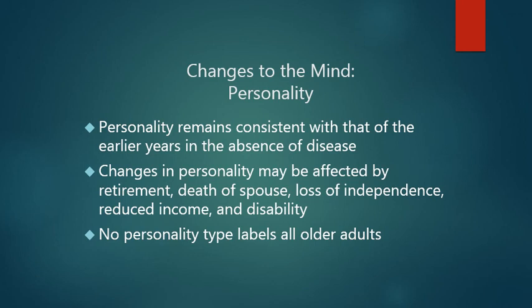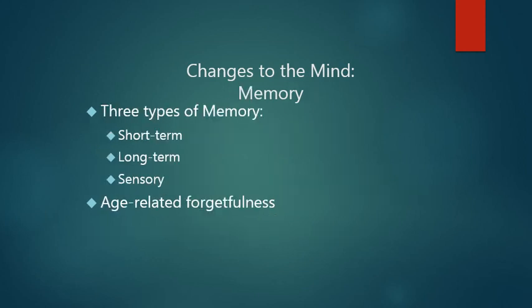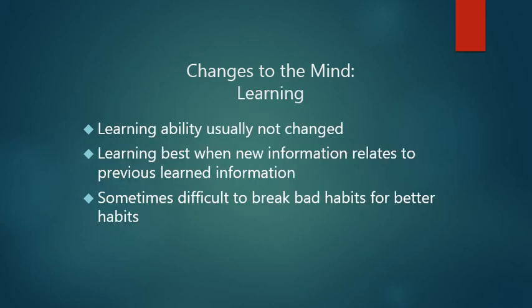And there are no personality type labels for older adults. We have short-term and long-term memory, sensory, and age-related forgetfulness. However, learning ability usually does not change in normal aging. Learning is best when new information relates to previous information. And sometimes it's difficult for them to break bad habits for better habits.